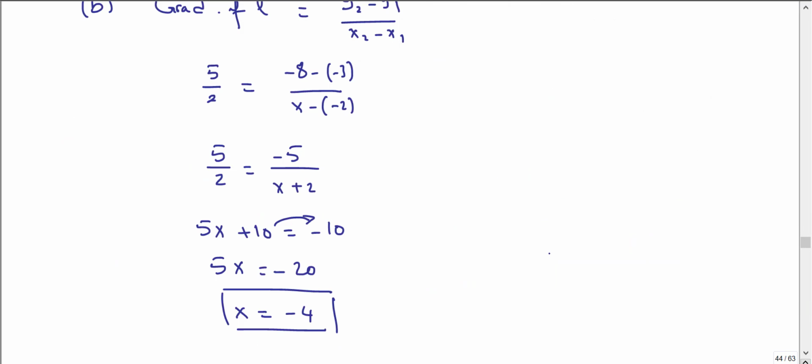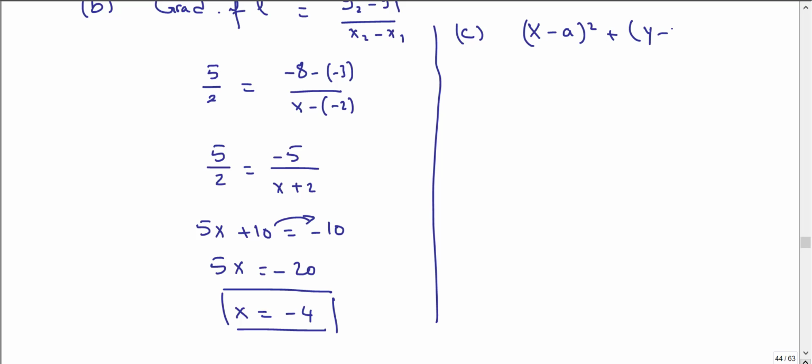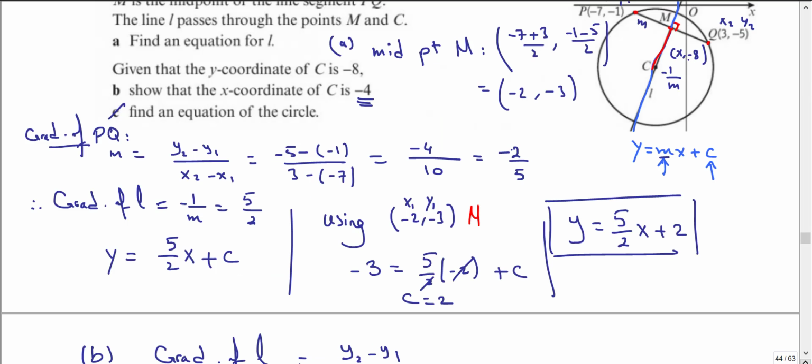To find the equation of the circle we need what? We need the center. Equation of the circle, you need the center (a, b) and you need the radius. Center we have it already. We have the center which is -4 and -8. They said this. We have x -4, so that's the center.